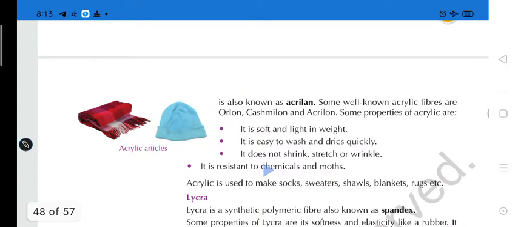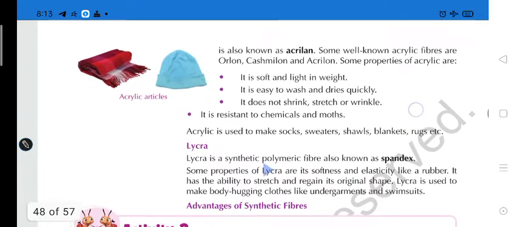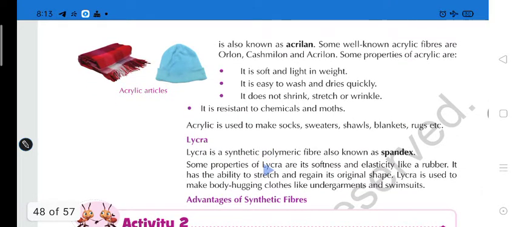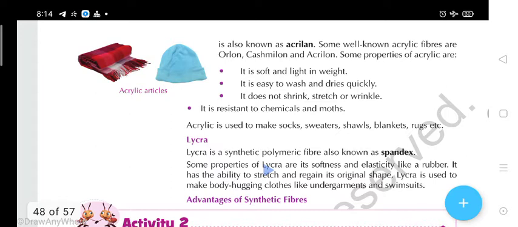Now the Lycra. Lycra is a synthetic polymeric fiber, also known as the what? Spandex. Interesting, students. Some properties of Lycra are its softness and elasticity like a rubber. It has the ability to stretch and regain its original shape. You will stretch it, okay, then it will come back to its original shape like rubber strands.